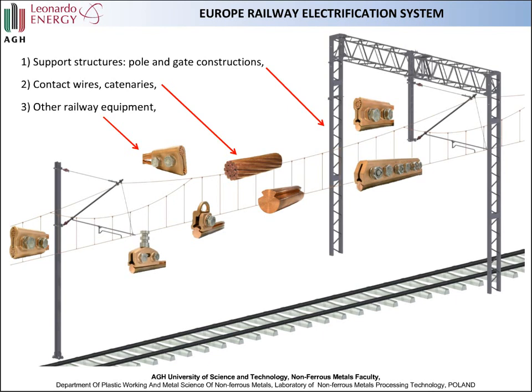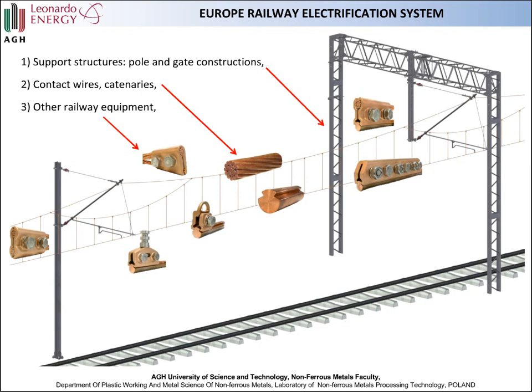tracks. From the point of view of copper and copper alloys, the most important components in overhead railway equipment are shown in a few examples, like, for example, a dropper, which is here, and a wire connector, which joins two parallel contact wires.